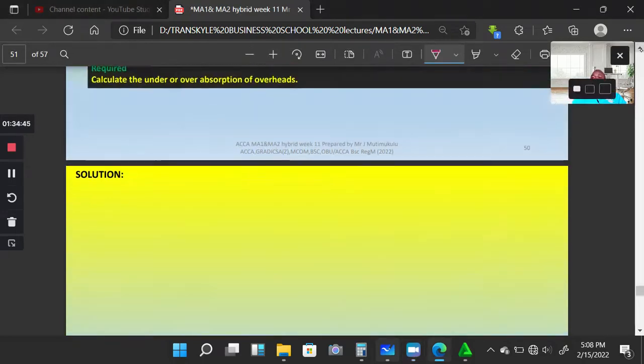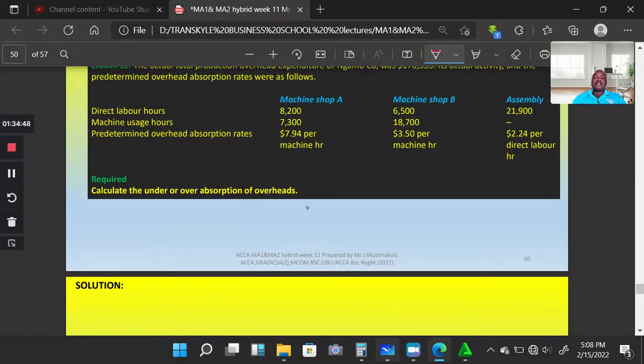So you can see that this question is testing us about our understanding of this equation. Overhead absorption rate is equal to budgeted overhead divided by budgeted activity. For example, we're given the overhead absorption rates and the activities, but we are not given the overheads, so we have to find this.